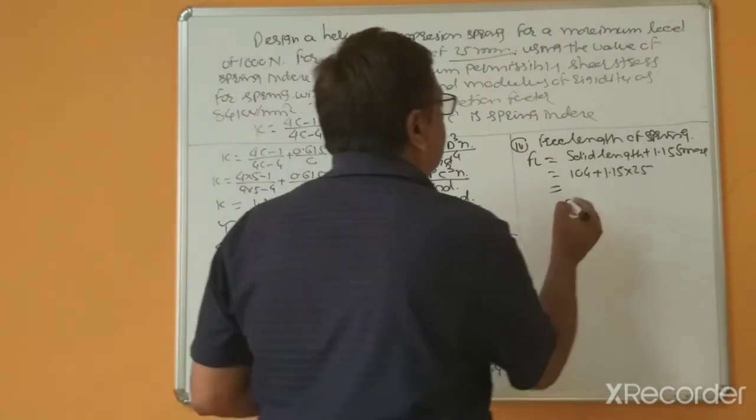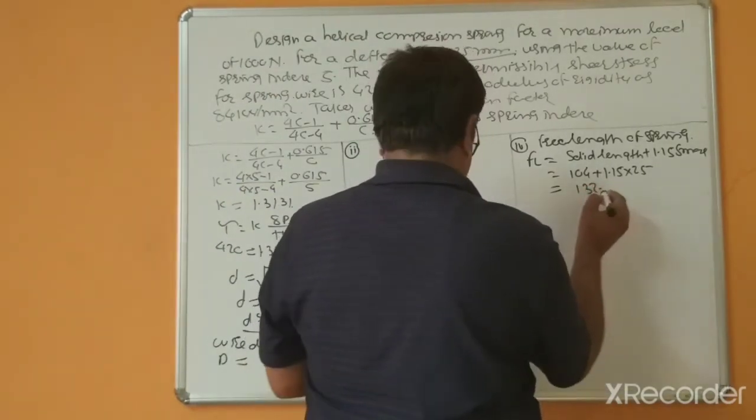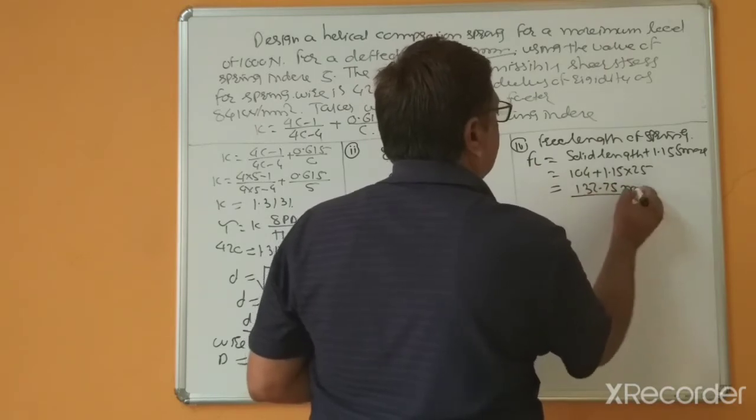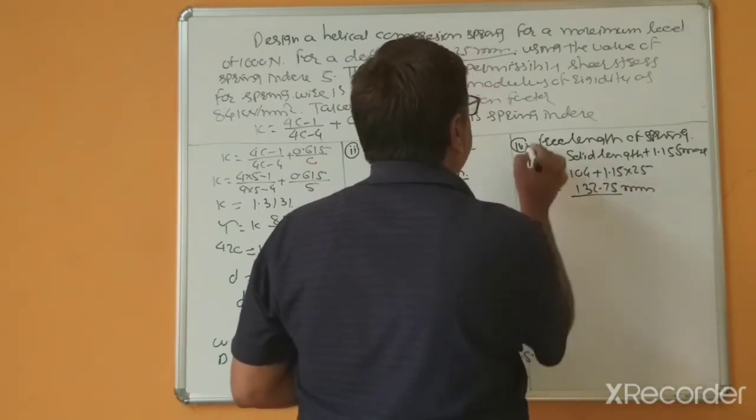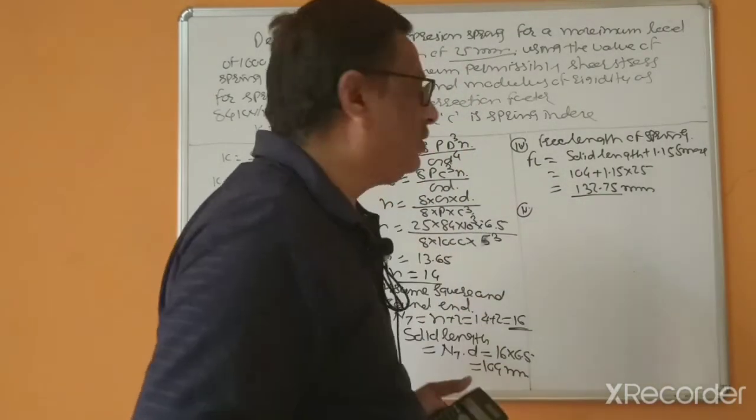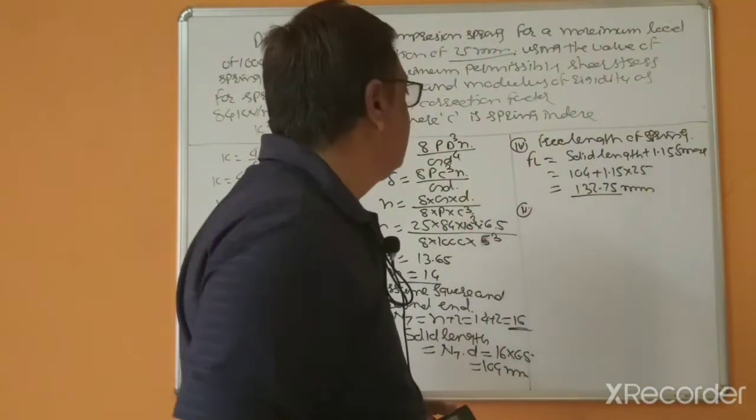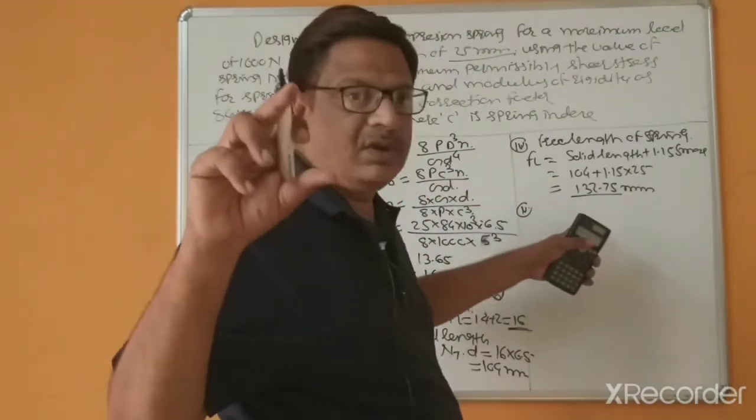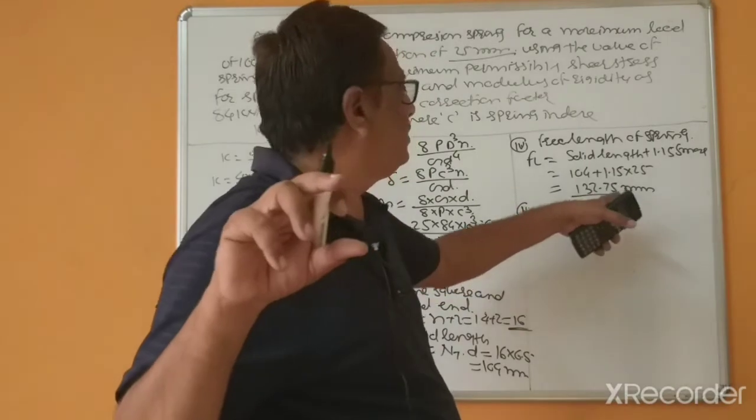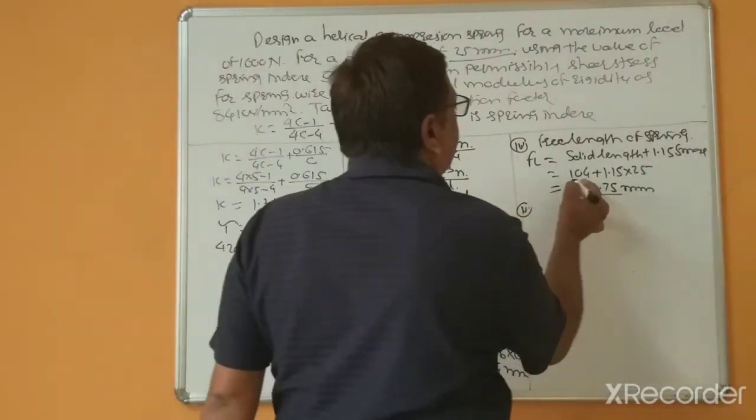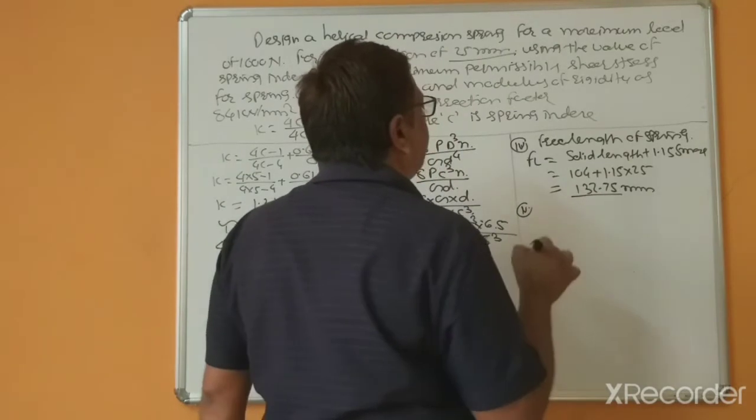This is 132.75 mm. This is the free length without applications of loads. So this is the length above the springs. After applying 1000 newtons load, this deflection is reduced by 25 mm, which means it is equal to 104 plus 1.15.